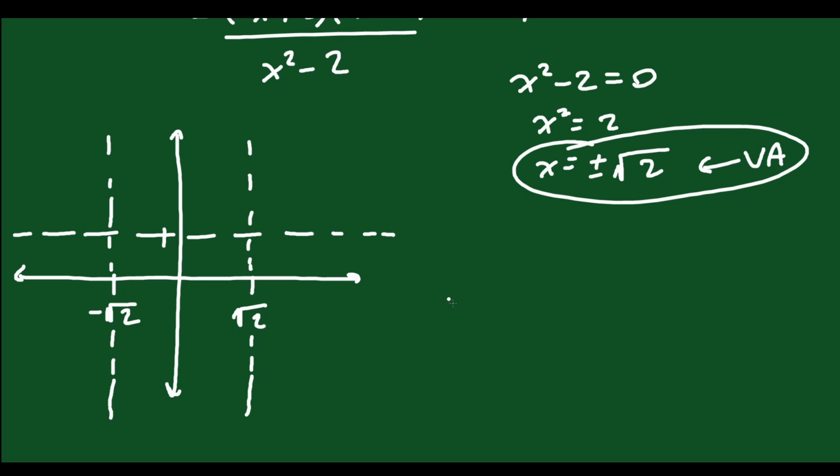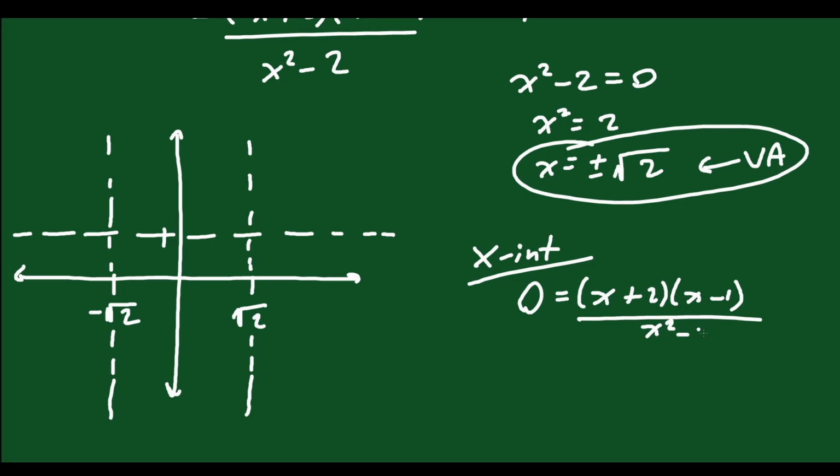And then you can try to find your x-intercepts. So x-intercepts, you set y to 0. 0 equals x plus 2, x minus 1 over x squared minus 2. And really, you multiply the other side with that denominator to get rid of it, and you're left with 0 equals x plus 2, x minus 1.